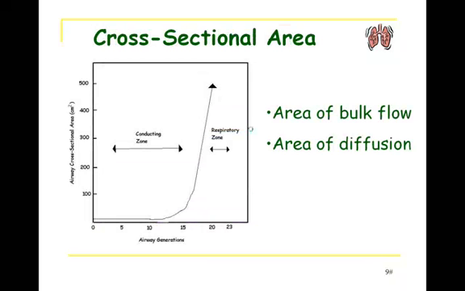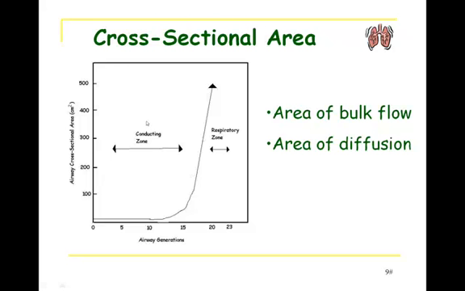Now, this graph depicts the relationship between those generations, 0 through 23, and total cross-sectional area of our airways. If you notice, most of your lung tissue is found in the respiratory zone. So look at the total cross-sectional area in the respiratory zone. It's huge. And remember, the respiratory zone is those generations 20 to 23. There are only a few generations there, but you've got tons of alveoli. So this is where most of your lung tissue is found, in the respiratory zone. The rest of it is the conducting zone.